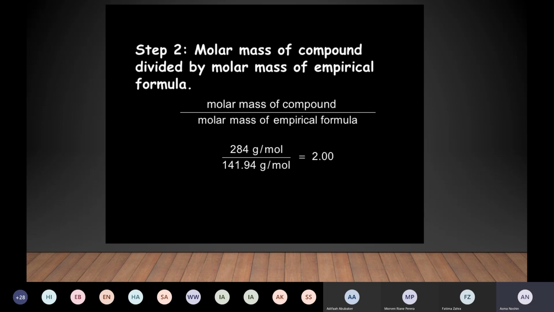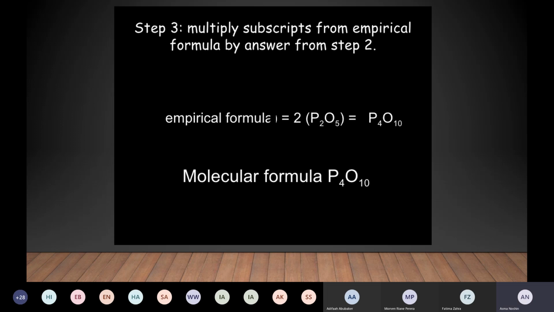What you will do, the given molar mass on the top, down the empirical formula mass which you calculated. Divide them up. By dividing both of them you will get 2. Now what we will do with this 2? We will take this 2 and multiply it with the subscript numbers which are already there in the empirical formula.